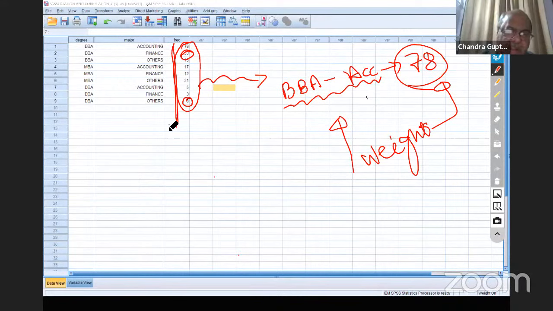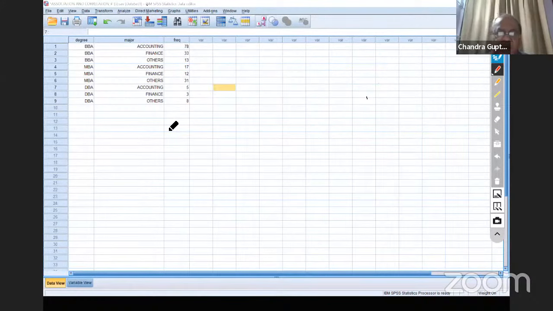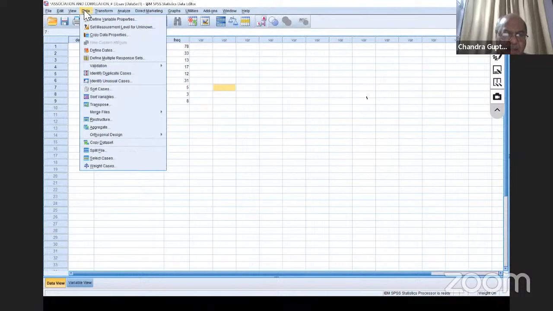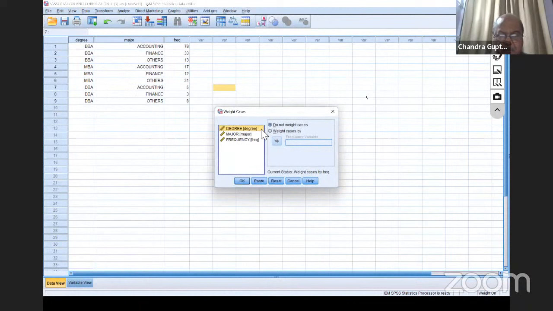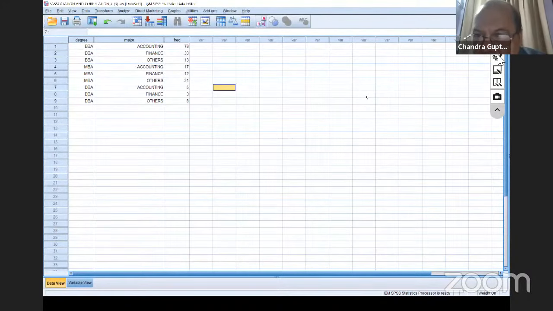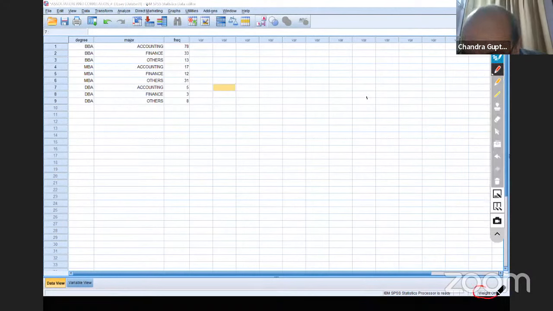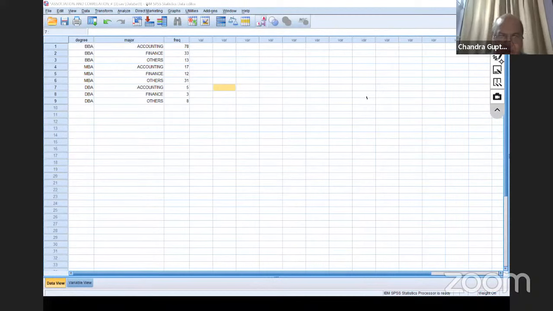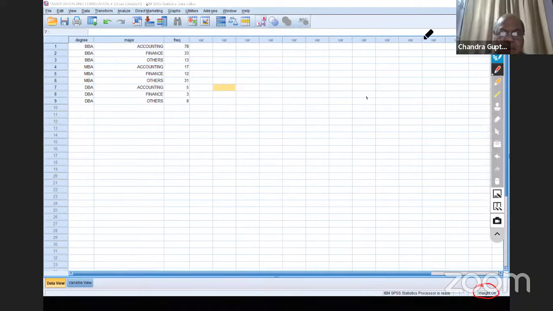So when you process this data, you have to first define weights of this data. Go to Data, Weight Cases, Weight cases by frequency. And the moment you say weight, you will get a message here, Weight On. That means now the observations will be weighted as per the frequency. Now, let me make the cross tabulation. So go to Analyze.